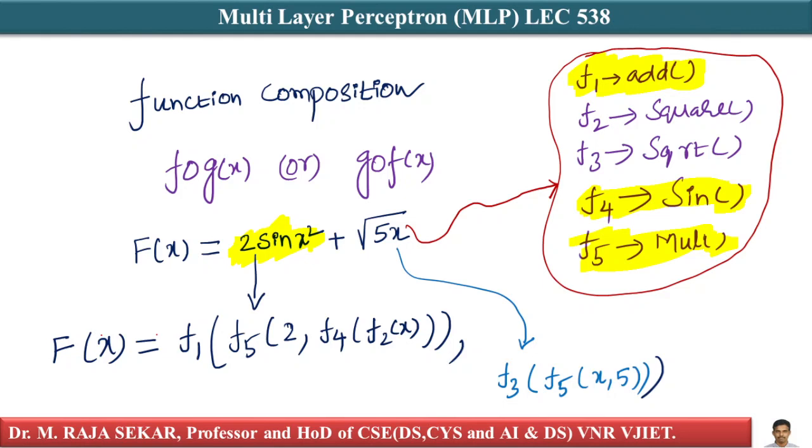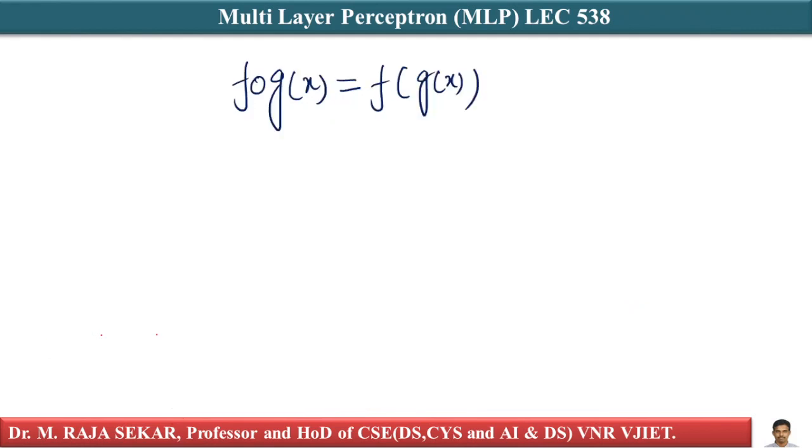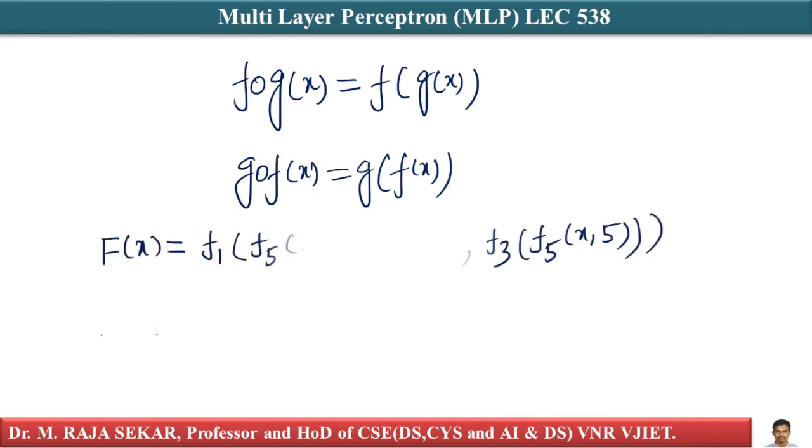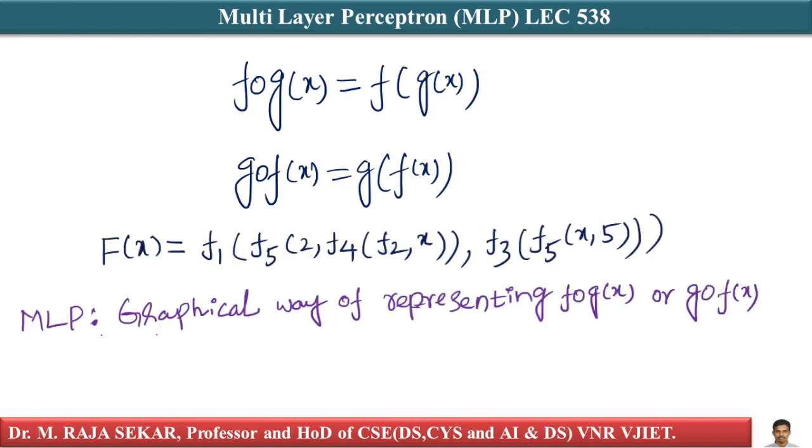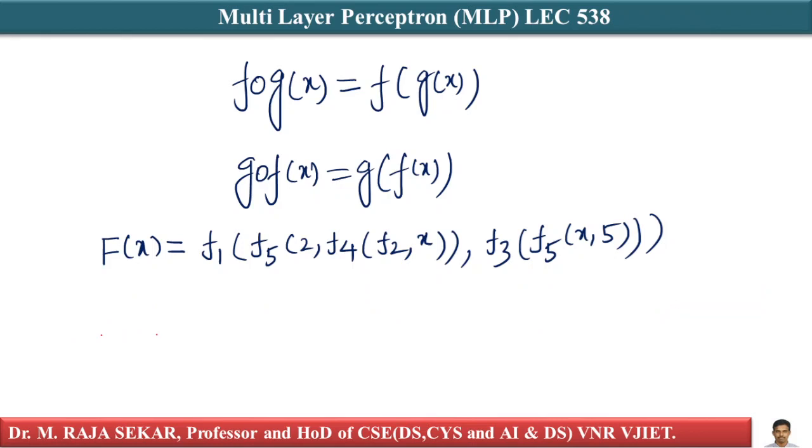It is similar to f circle g of x. What is f circle g of x? f of g of x. What is g circle f of x? g of f of x. So that's what we discussed about this representation. Your multi-layer perceptron, mathematically speaking, is nothing but the function composition that we all learned in high school, which is nothing but f circle g of x or g circle f of x.